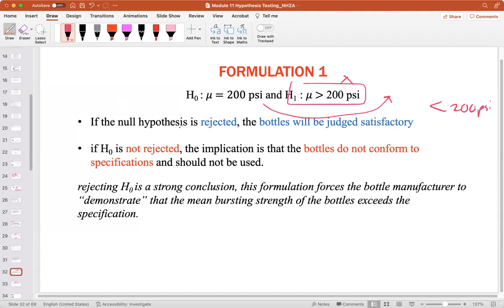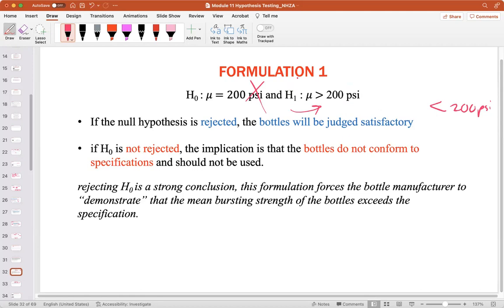Okay, so if the null hypothesis is rejected, goodbye, the bottles will be judged satisfactory because we're just looking at this and this is just easy. It's greater than 200 PSI. Okay, so I hope that makes sense. So when you're forming your null and also your alternative hypothesis, think about what it means when you reject or when you accept your null hypothesis. Are there any indirect statements that you can make? This should be part of your discussion as well.